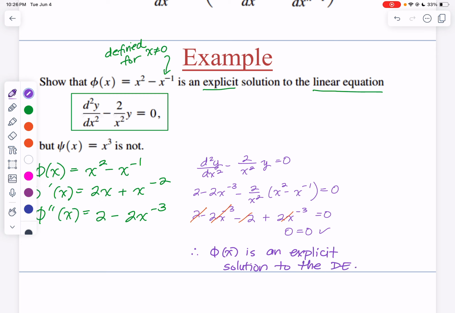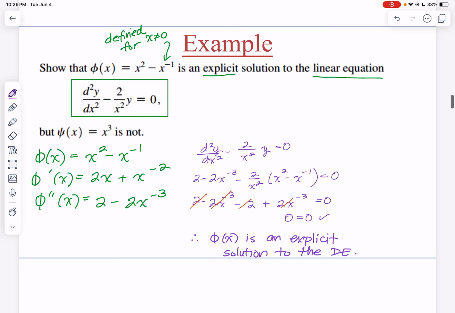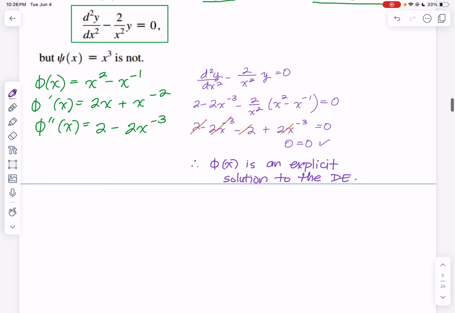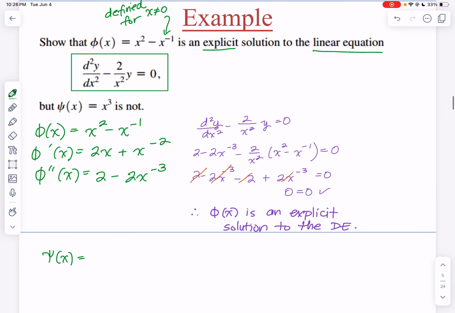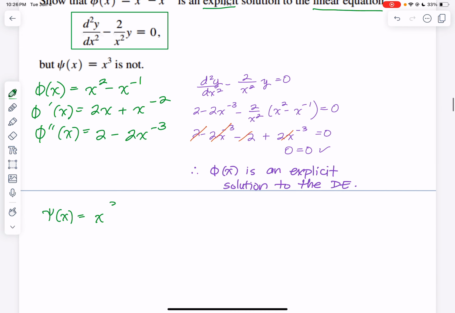to the DE. Okay, and so now we want to do the same thing, but now we're going to look at psi. So I'll go ahead and write that psi of x is equal to, what do we have here? x cubed. And so let's go ahead and find our derivatives. 3x squared, and we have 6x.